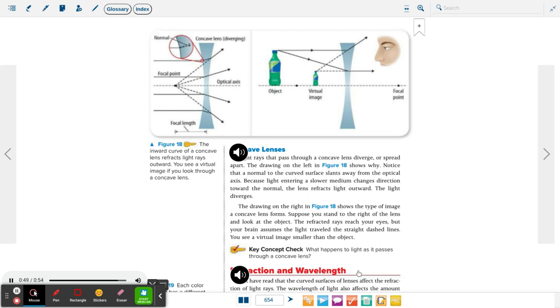Key concept check. What happens to light as it passes through a concave lens?